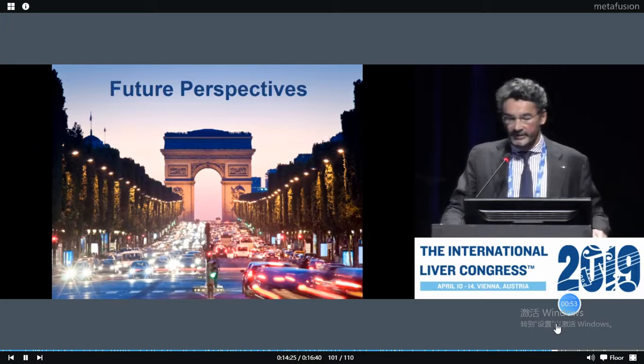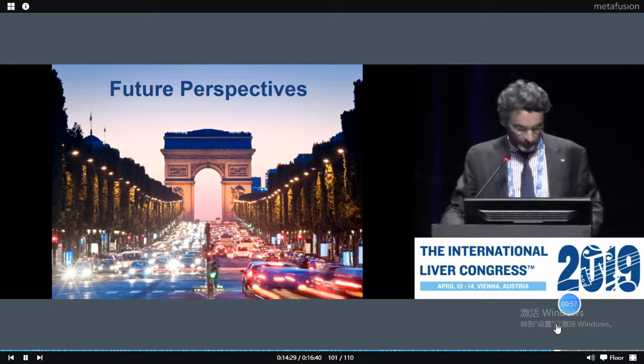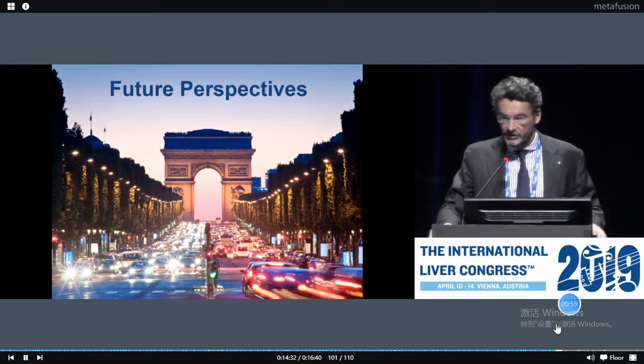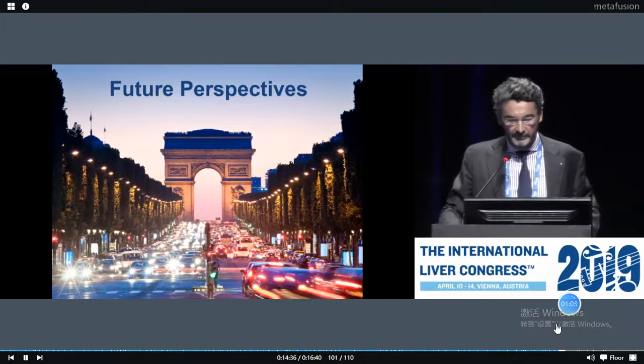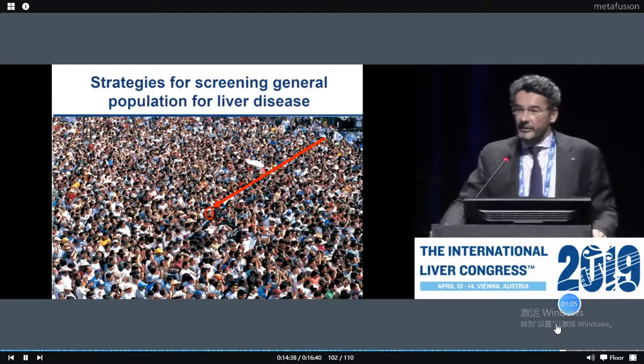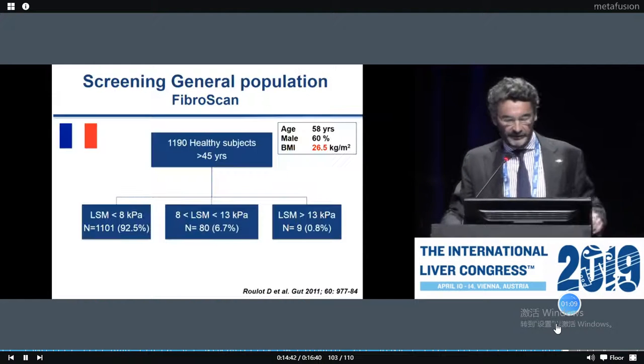So this is the present, and I would like to give you a very brief word during the last minutes on future perspective. This is the Champs-Élysées, what it can look like without yellow vests. So, of course, the next step is strategies for screening general populations for liver disease.